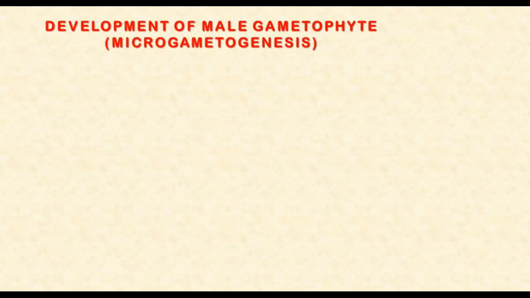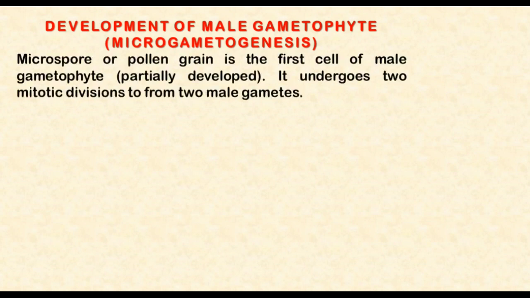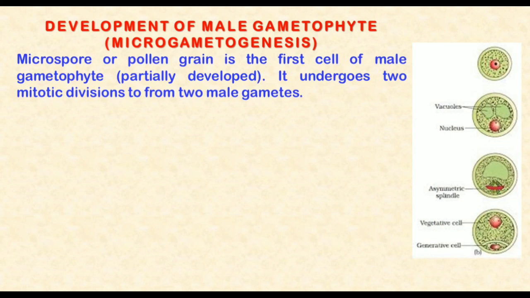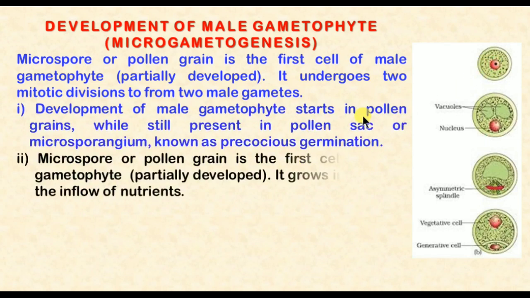Next is the development of male gametophyte. Microspore or pollen grain is the first cell of the male gametophyte. It undergoes 2 mitotic divisions to form the male gametes. Here this is the first microspore with a nucleus. Here you can see that some vacuoles develop which push the nucleus to one side of the cell.